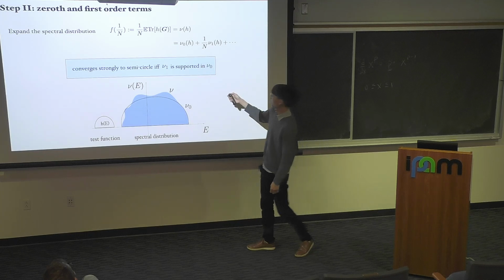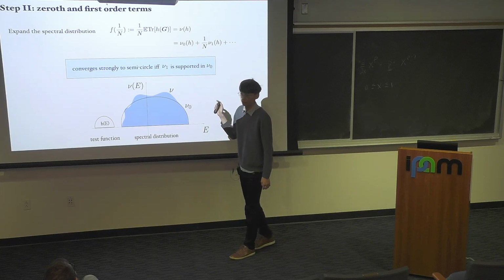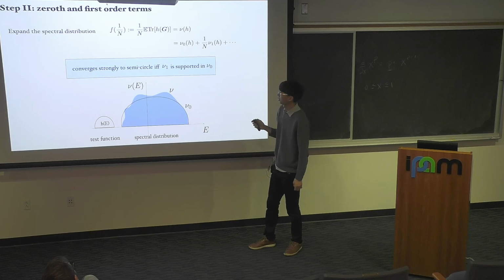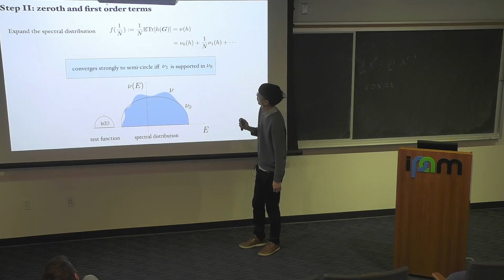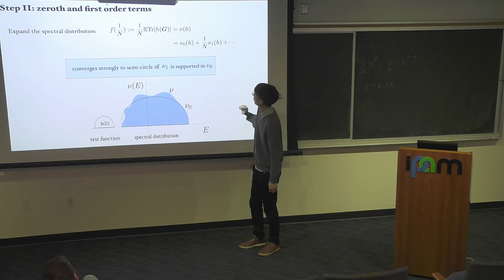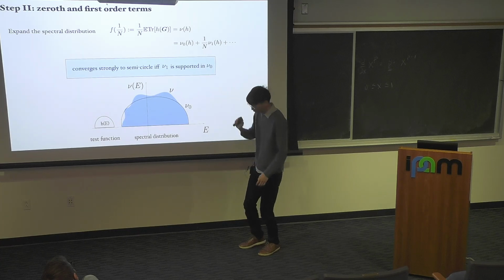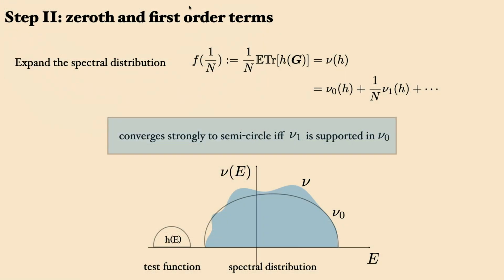And in general this is problem dependent. I think for GUE this is nice, for GOE this is not as nice. For GUE, this is exactly 0. For GOE, I think it's not 0, and then you have to know a bit about what it is.